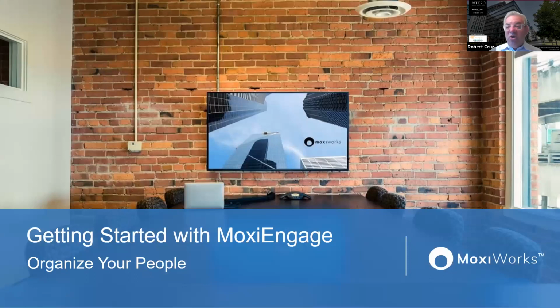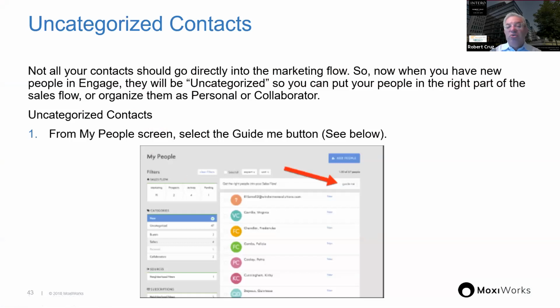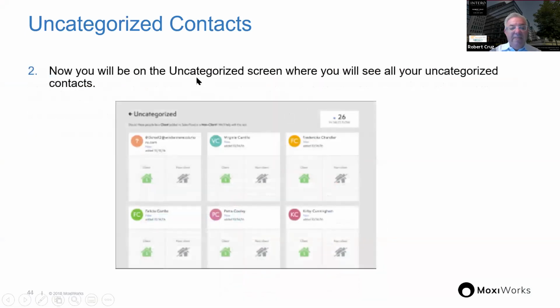All right, so all that's only done once you go in and set up your people, and then organize them. So how do you do that? Not all your contacts should go directly into the marketing flow. They will eventually, but first you find out where they need to be. So you go into the My People screen, select the Guide Me button, and click it. Now you'll be in the uncategorized screen where you will see your uncategorized contacts. All of them will be in here, and you'll be able to see where to put them.